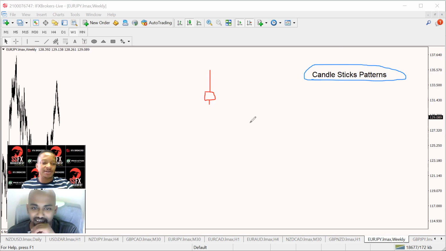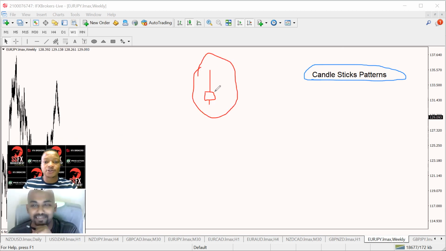A pin and a small body. It should be exactly like this one. You should have a small body here, a small nose, which is the nose, and then this one is the long tail. You see? So this is a pin bar.